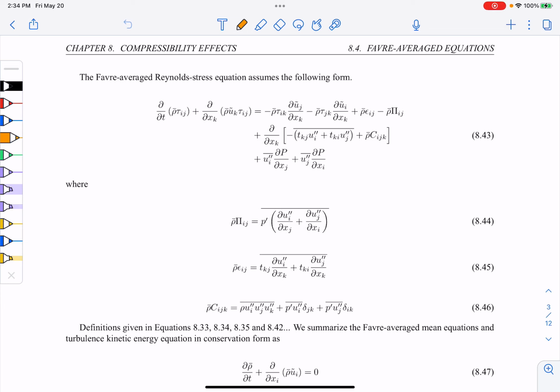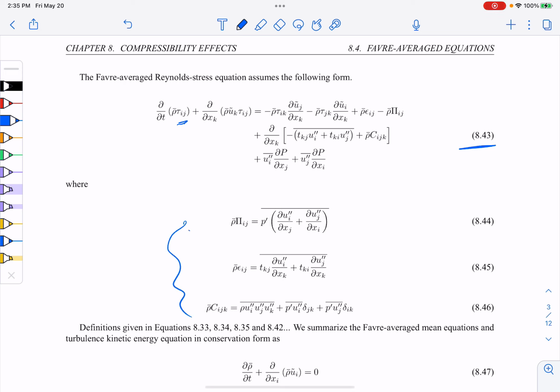Welcome back. Today we'll continue our discussion on compressibility corrections and compressibility effects on turbulent flow for the purposes of turbulence modeling. Just to review, the equations that we need to close, which we developed before, are the Favre average Reynolds stress and averaged equations. So 843 here is the Favre average Reynolds stress equation for the Reynolds stress.